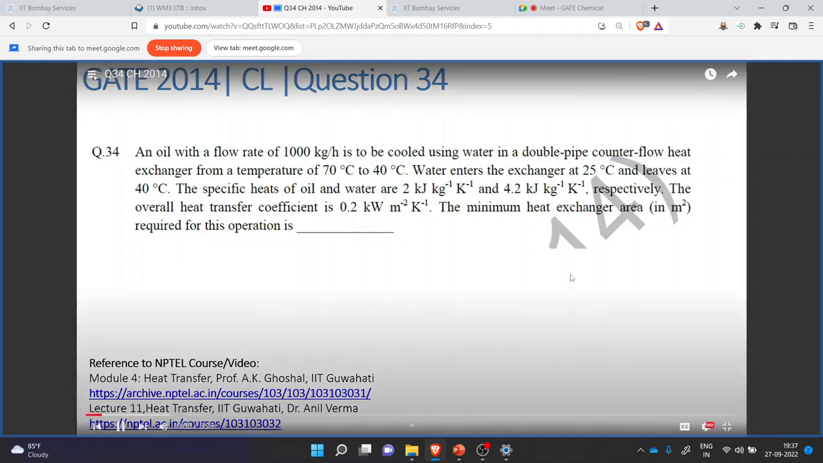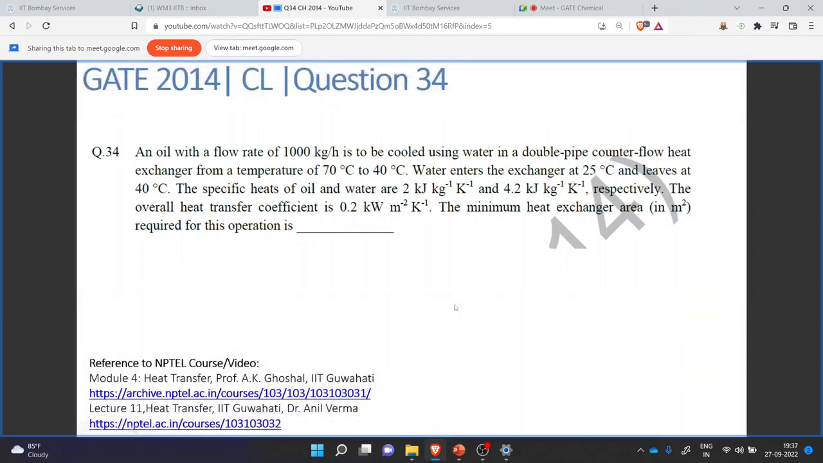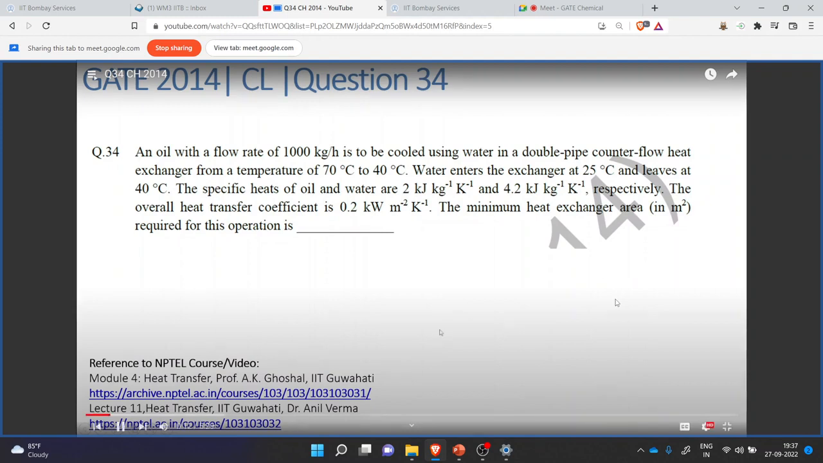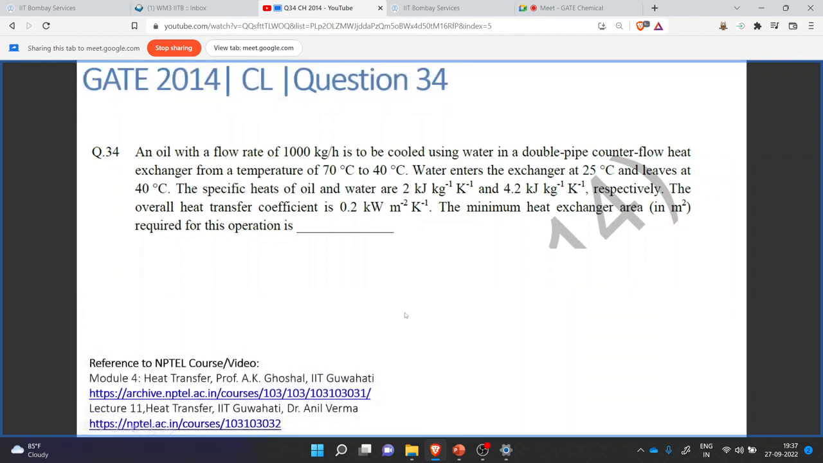Hello everyone. We are looking at question 34 of the 2014 chemical engineering paper. And the question is: an oil with a flow rate of 1000 kg per hour is to be cooled using water in a double pipe counter flow heat exchanger from a temperature of 70 to 40 degrees Celsius. Water enters the exchanger at 25 degrees Celsius and leaves at 40 degrees Celsius.